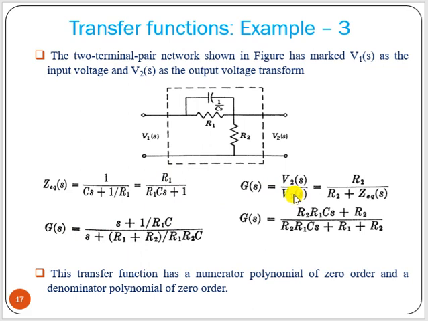V2 by V1 is nothing but R2 divided by R2 plus Z equivalent. I can take V1 to that side, so that will be equal to Z. Now you can put the Z equivalent value here, and if you solve algebraically, you will get this particular expression. Now in that case you can see that the numerator polynomial is of zero order, and the denominator polynomial is also of zero order.